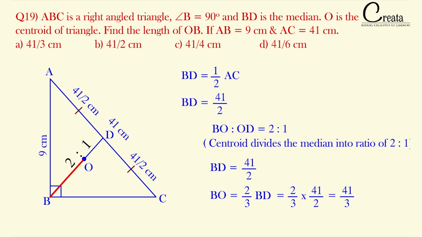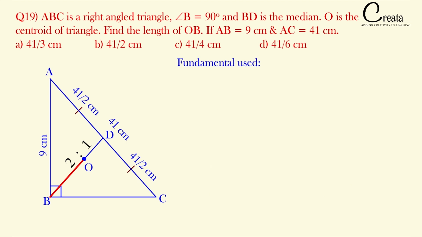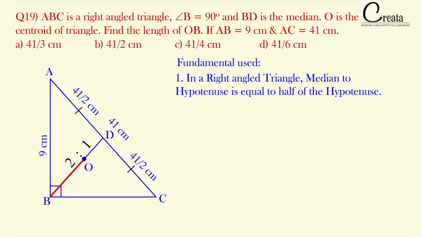That is the answer of the question. Got it? So the fundamentals that we have used in solving these questions are: the first fundamental is, in a right angle triangle, the median to the hypotenuse is equal to half of the hypotenuse. The second fundamental we have used is the centroid divides the median into the ratio of 2:1. So these fundamentals we have used to solve the question.